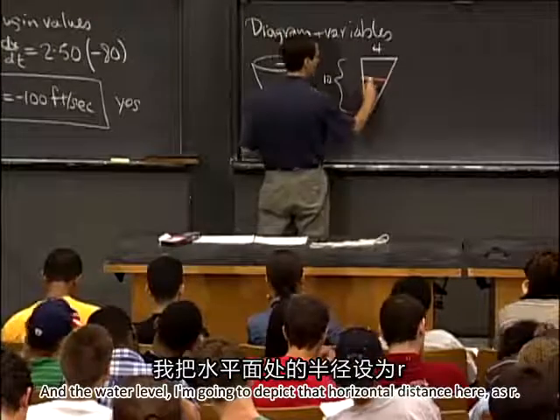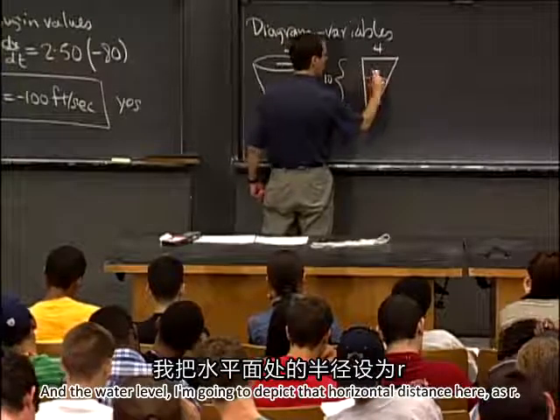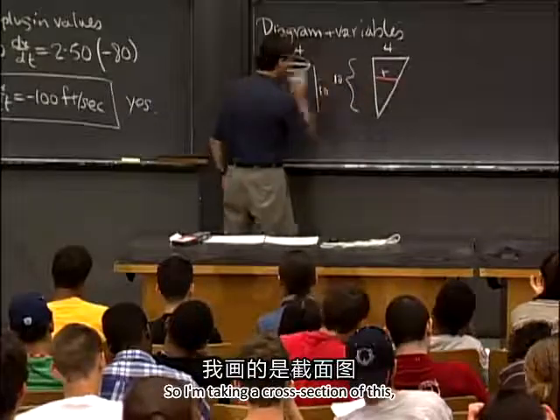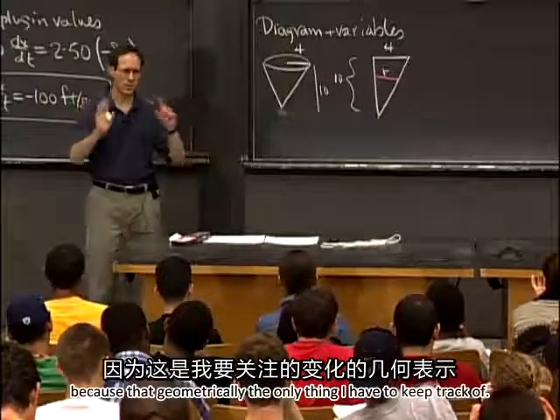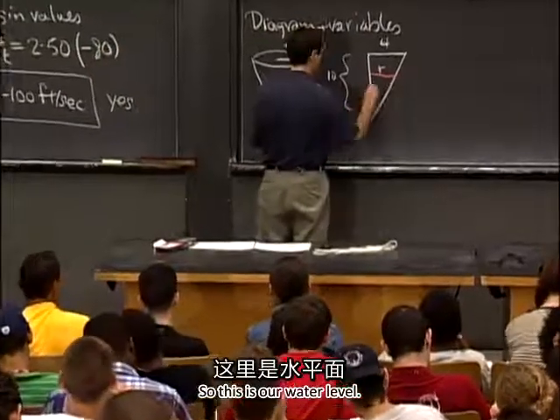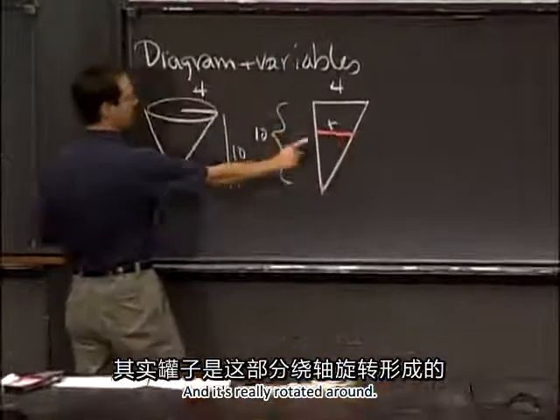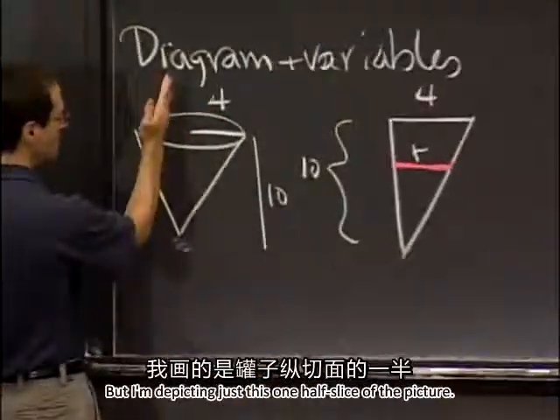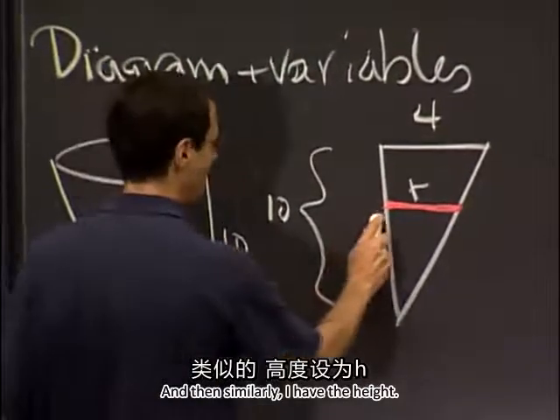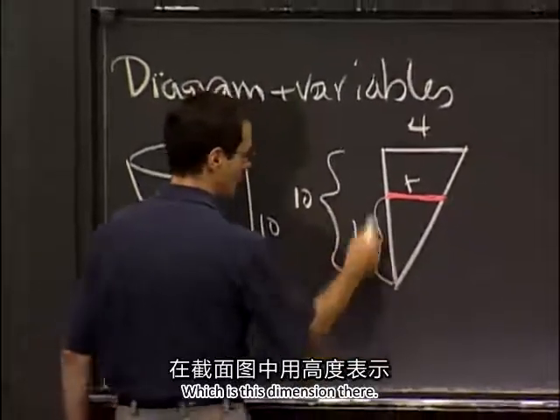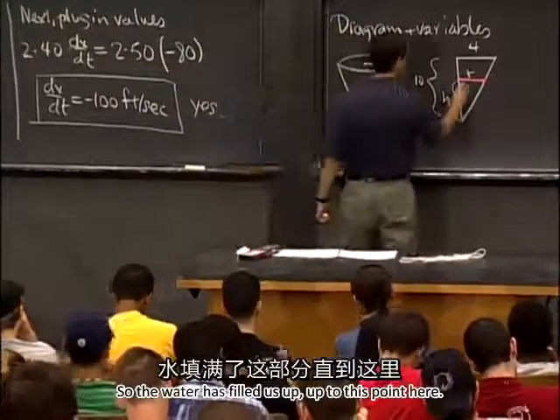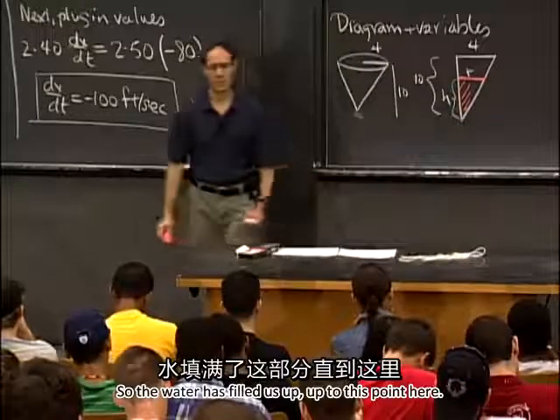And the water level, I'm going to depict that horizontal distance here as r. That's going to be my variable. That's the radius of the top of the water. So I'm taking a cross-section of this because that's geometrically the only thing I have to keep track of, at least initially. All right, so this is a water level. And it's really rotated around, but I'm depicting just this 1/2 slice of the picture. And then similarly, I have the height, which is this dimension there, or if you like, the depth of the water. So the water has filled us up to this point here.